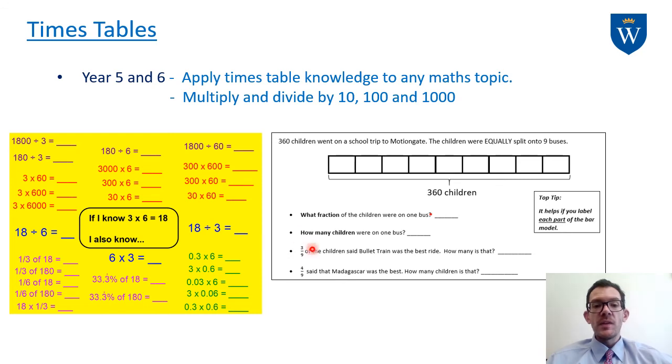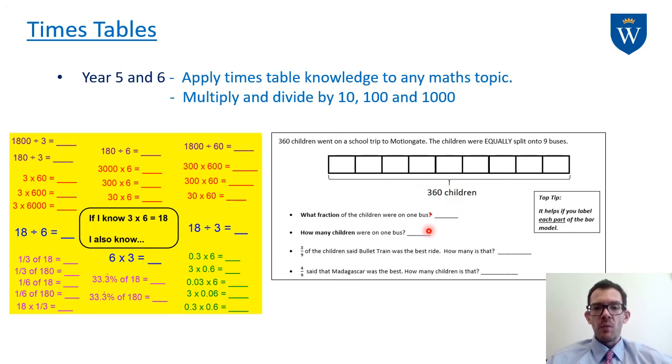The other thing we do with times tables in these year groups is we really start applying them to worded problems. And we're using that with visual representations as well. So in this example, we've got 360 children who go on a school trip to Motion Gate. The children were equally split into 9 buses. So you can see we've got the 360 children in total, and the bar representing those 360 children is split into 9 equal parts. So we might say, well, what fraction of the children were on one bus? Well, if it's split into 9 equal parts, that must be 1/9.